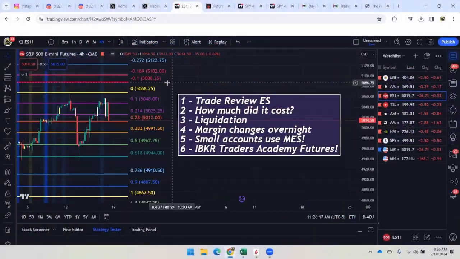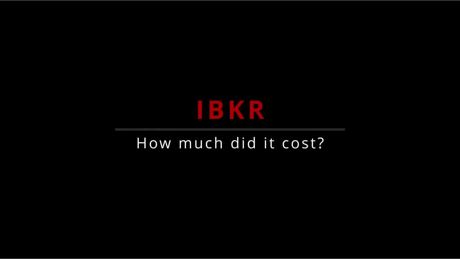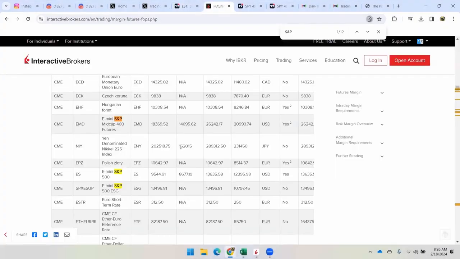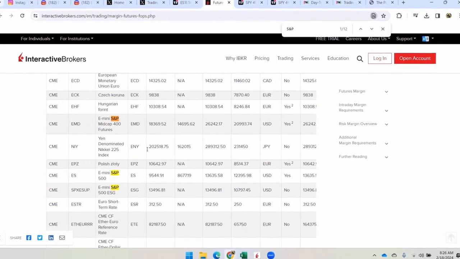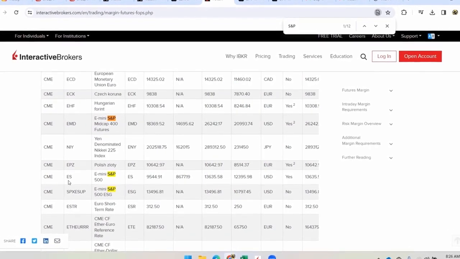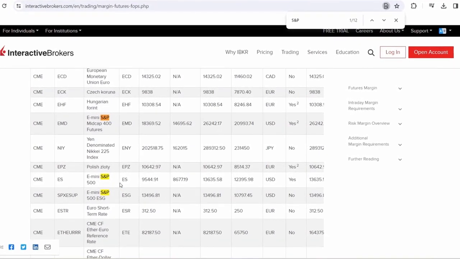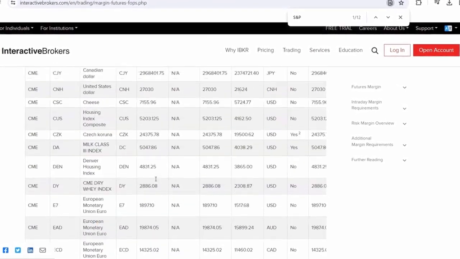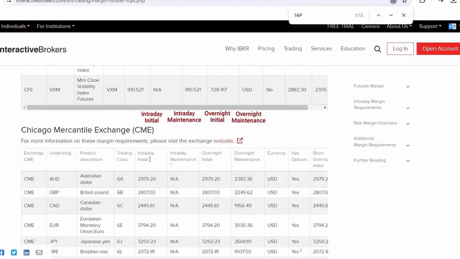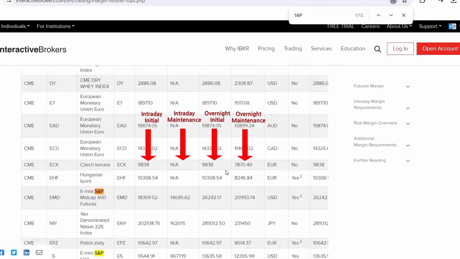Okay, so now let's go ahead and talk about how much did it cost. So I'm here on the Interactive Brokers website for futures and for margin. Just type in S&P, and you'll see there's many versions. Okay, so what I'm talking about right now is ES. Okay, that's the most commonly traded E-mini S&P 500. All right. So what I have over here, guys, if you scroll up, you'll see your initial intraday, intraday maintenance, overnight initial, and overnight maintenance. So let's look at that together.